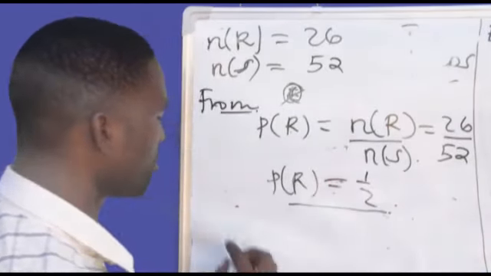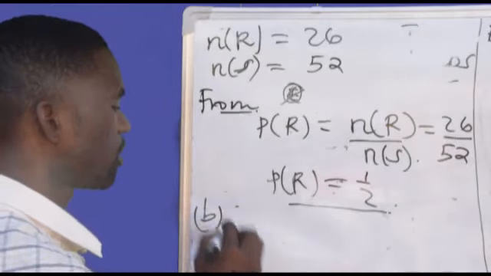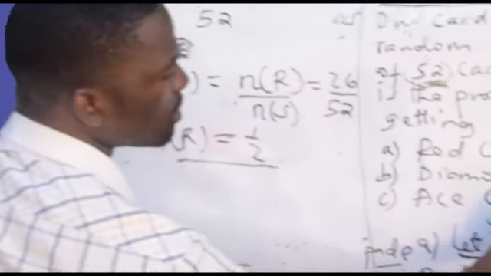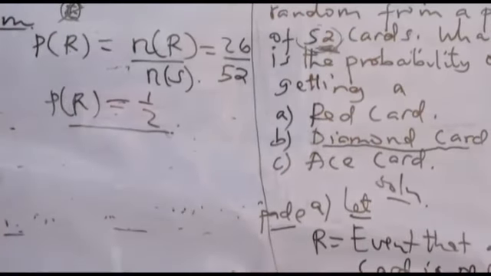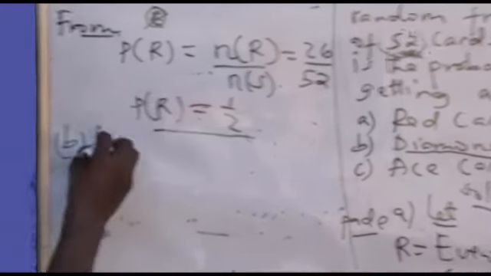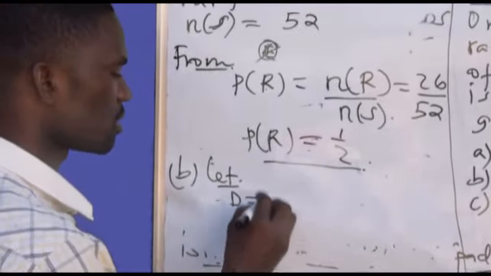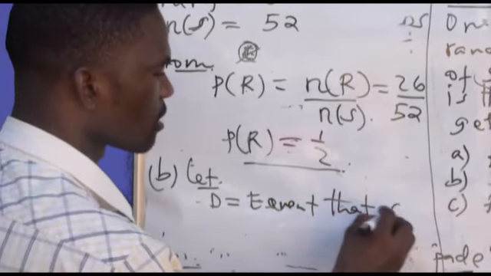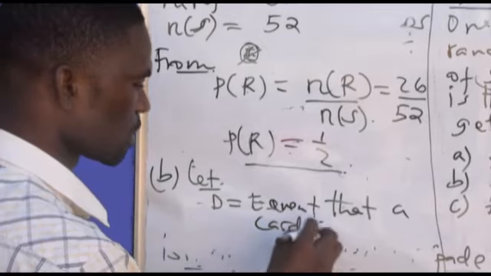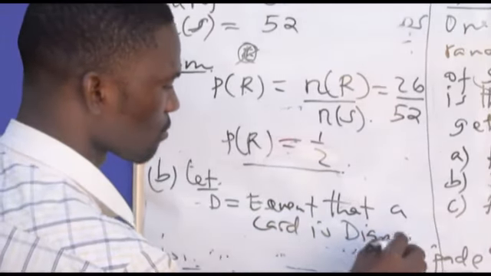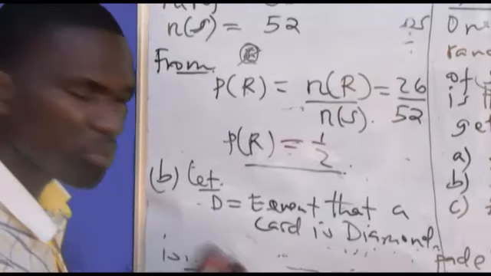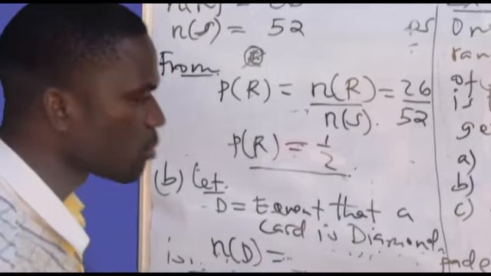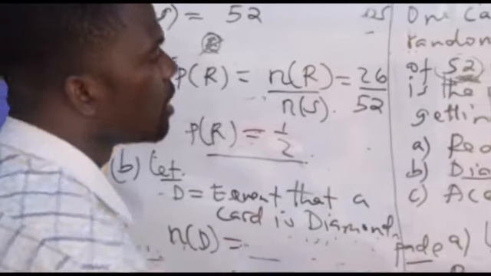Now we continue with part B. With part B, the event is that a card should be diamond. You have to let the letter D represent the event that a card is diamond. Assume that the card picked is diamond. Now how many diamond cards are there from a pack of 52 cards?